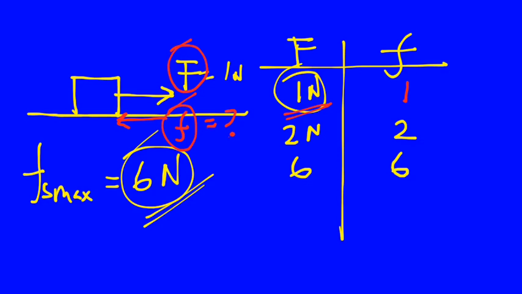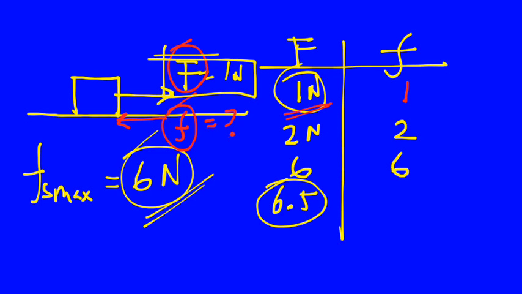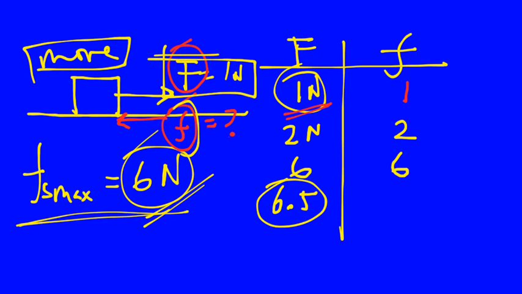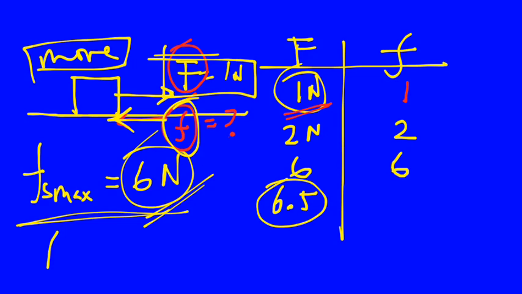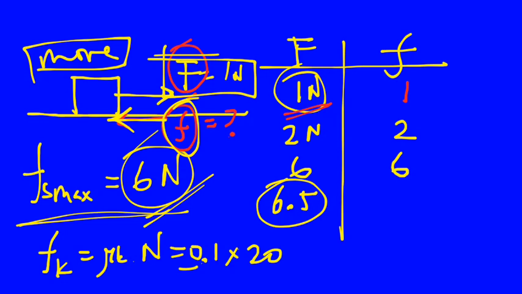But once we give a larger number, for example 6.5, look, this force is now bigger than the maximum static friction. Therefore, this object will move. And if it's moving now, the question is, what is the friction acting on this object? Remember we have another friction, the kinetic friction. This is the friction that we use when the object is moving. So now let's calculate the kinetic friction: 0.1 times the normal, which is 20, so it's 2 Newton. Now we have a friction of 2 Newton.